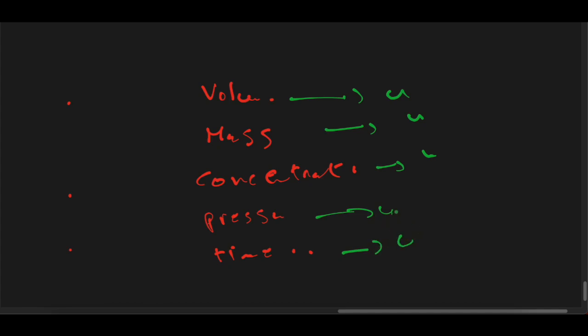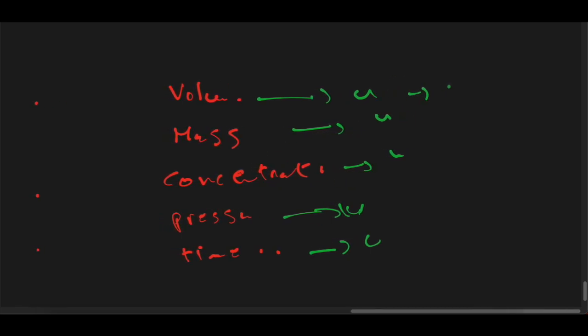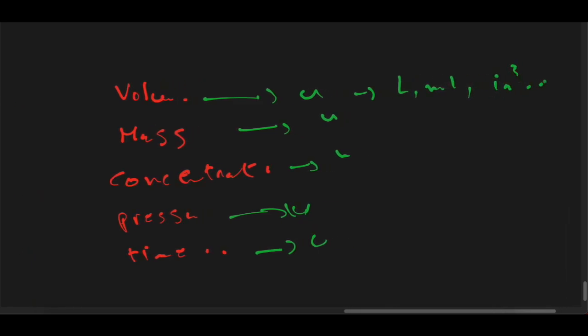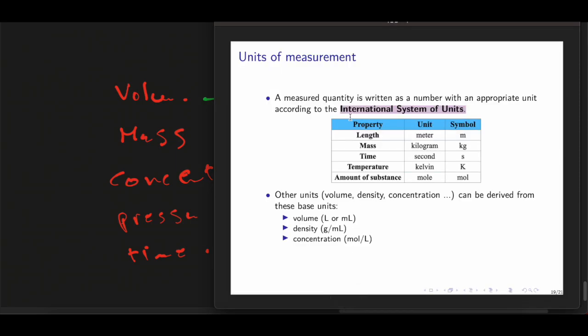So as before, there are many units that we can use with volume. For example, with volume we can use liter, milliliters, cubic inch. So all this can be used. But now we have an International System of Units that we should follow to use a unit. It is a standardized way to write units. For example, the length, its unit is meter, and its symbol is m. For the property of mass, we generally use kilogram and its symbol kg.